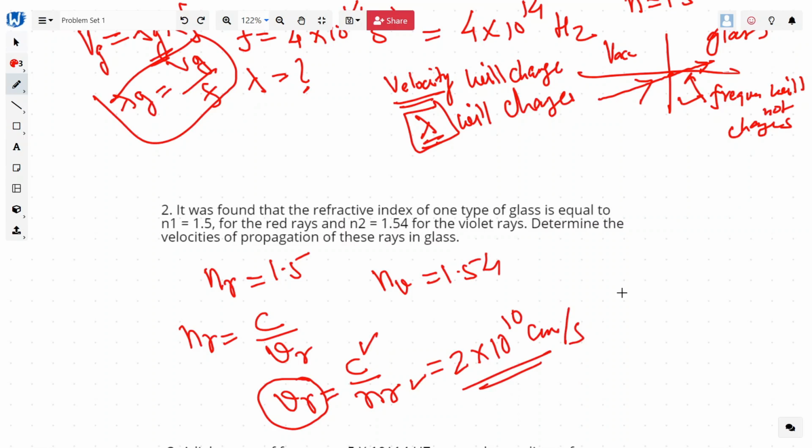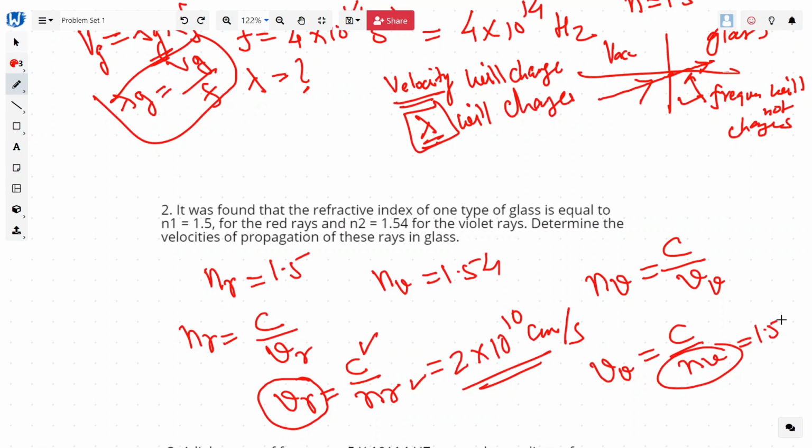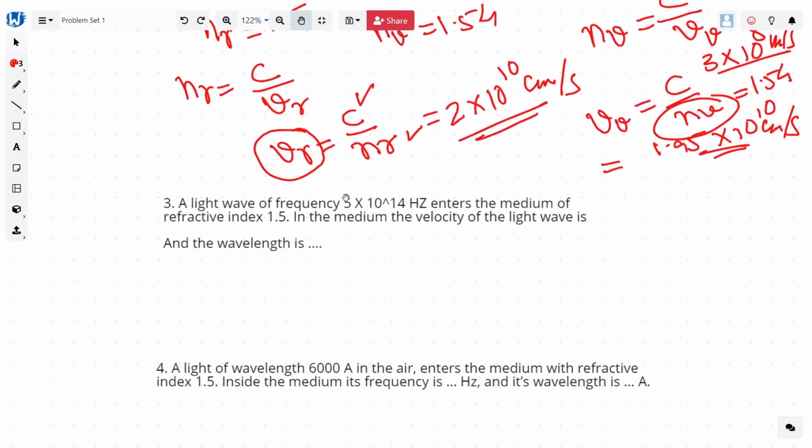Okay, similarly we can do this for NB is equal to c by VB. This is violet, so velocity of violet ray is going to be c by NB. We know the NB is here 1.54, c is 3 into 10 to the power 8 meter per second, and we will arrive at the answer 1.95 into 10 to the power 10 centimeter per second. Okay, so very simply using the same equation by the definition of refractive index, we can solve this problem. So let's go to the problem number 3.